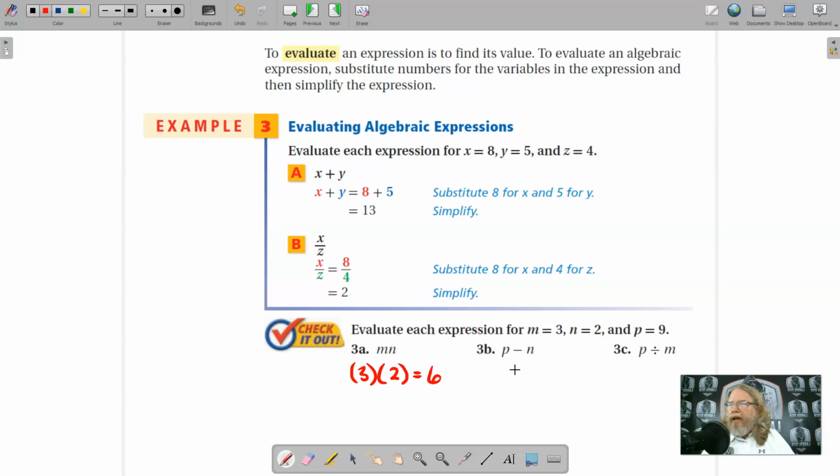On the next one, p equals 9, minus the value of n, which is 2. 9 minus 2, well, that's 7. And then finally, p divided by m. So p equals 9, and we're going to divide that by the value of m, which is 3. And 9 divided by 3 is indeed 3.